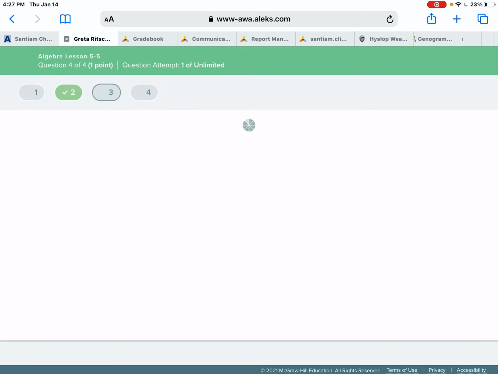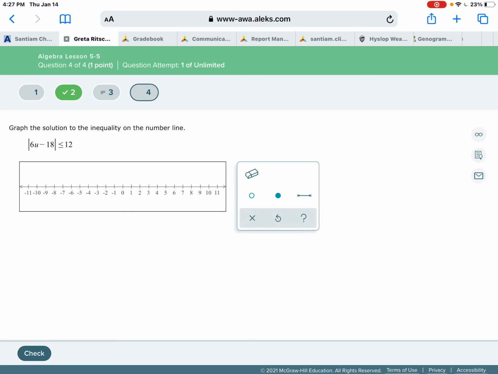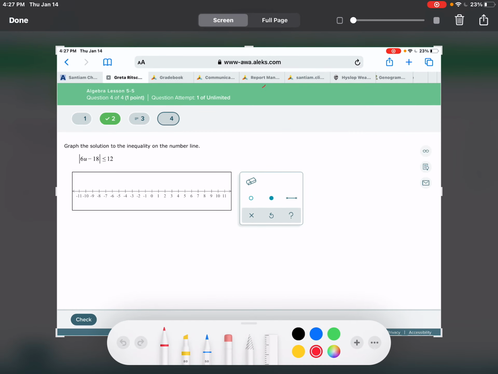Let's look at number 4. So this has a less than or equal to. So that's going to be an and. We're going to be looking for some overlap. Remember, if we'd had this, that would be an or. But we don't have that right now. We're looking for this situation. So case 1, 6u minus 18 is less than or equal to 12. Case 2, 6u minus 18 is greater than or equal to negative 12.